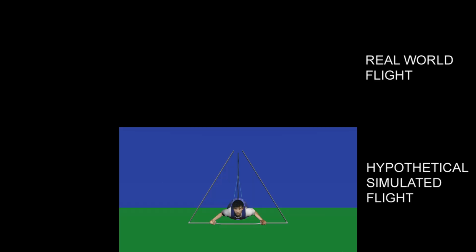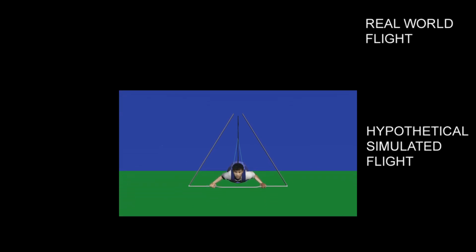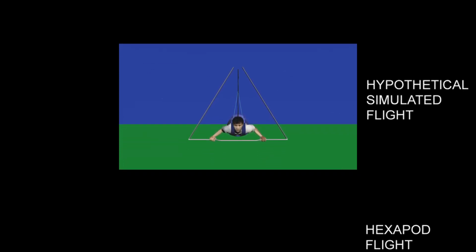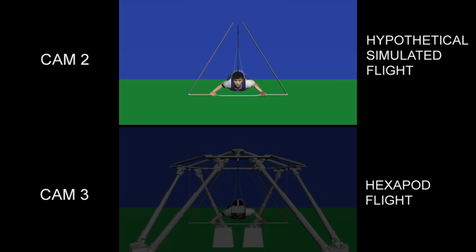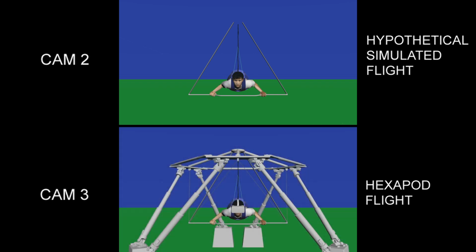Let's take the next step and remove the glider. I'll leave the pilot just with his A-frame. Earlier, we went from Cam 1, the real-world situation, to Cam 2, the hypothetical virtualized situation. Now I will go from Cam 2 to Cam 3, where I convert the hypothetical virtualized situation to the real-world hexapod.